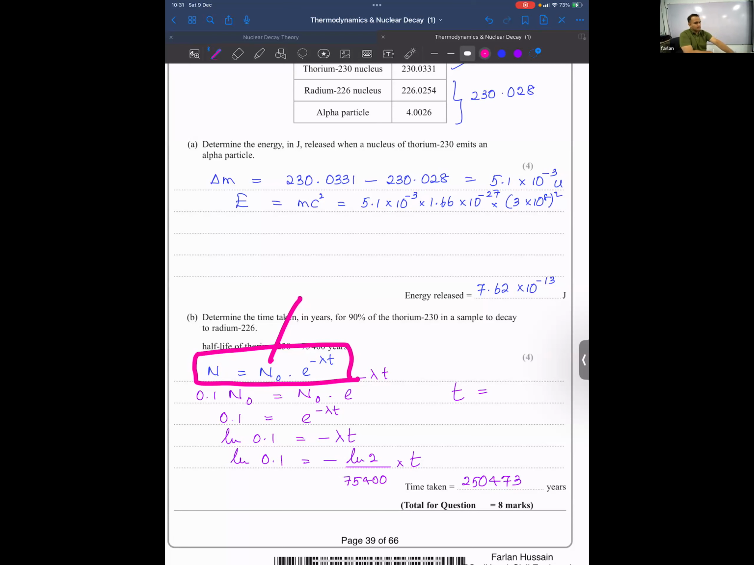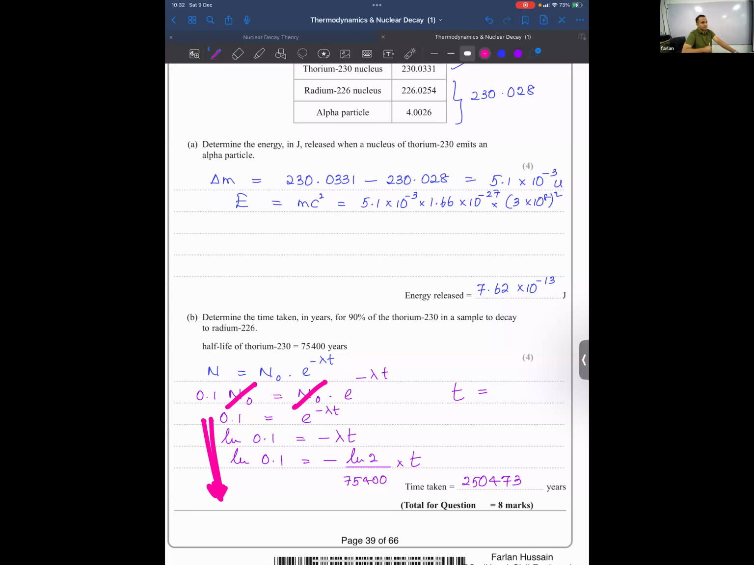N naught is the initial number of undecayed nuclei. N is the number of undecayed nuclei in the sample after a time t. So isn't this N supposed to be 10% of N naught? 10% of N naught is 0.1 N naught. So 0.1 N naught equals N naught into e to the power minus lambda t. Then we can cancel this N naught and N naught. Then 0.1 equals e to the power minus lambda t. The rest is okay. Is there anyone who doesn't get this maths part?